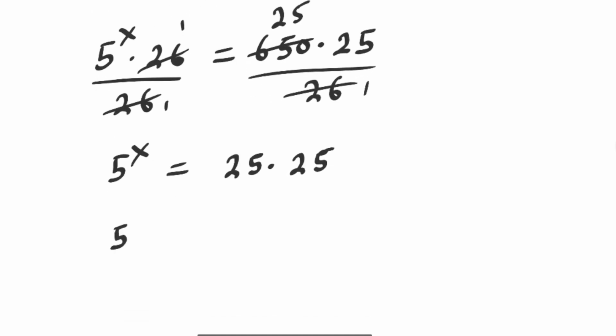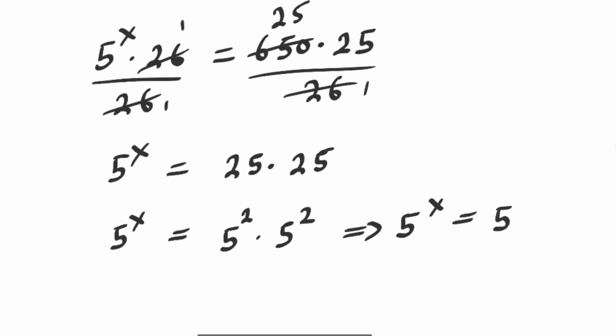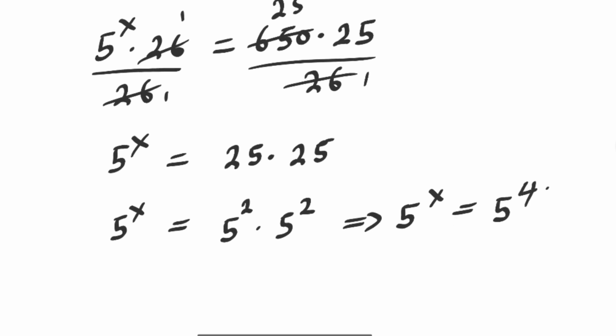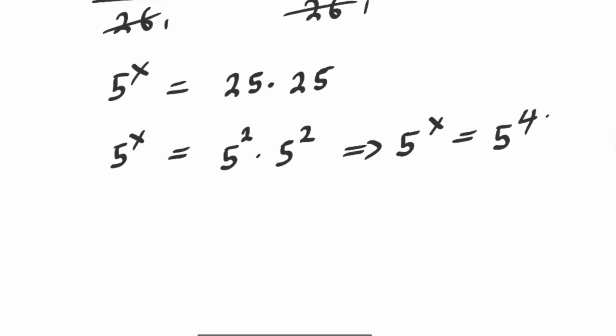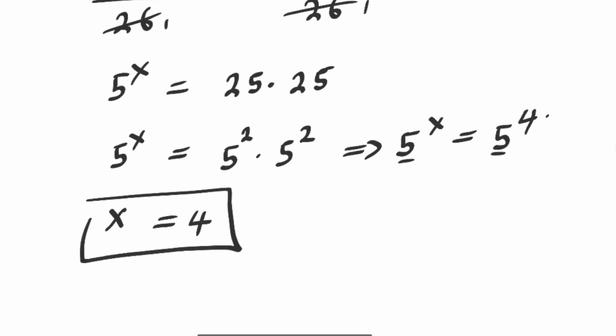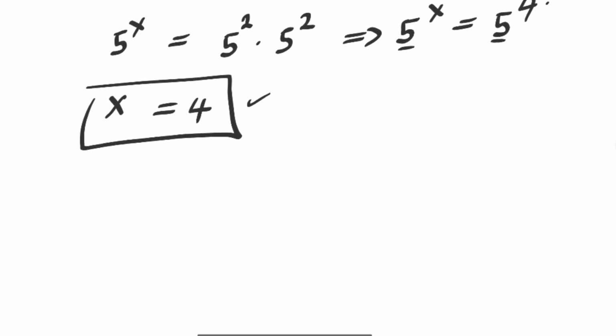Then 5 raised to power s is equal to, this can be written as 5 raised to power 2 multiplied by 5 raised to power 2. This is same thing as 5 raised to power s is equal to 5 raised to power 4. Because of the same base, s is equal to 4. This is the value of s using the first method. Let us consider the second method.